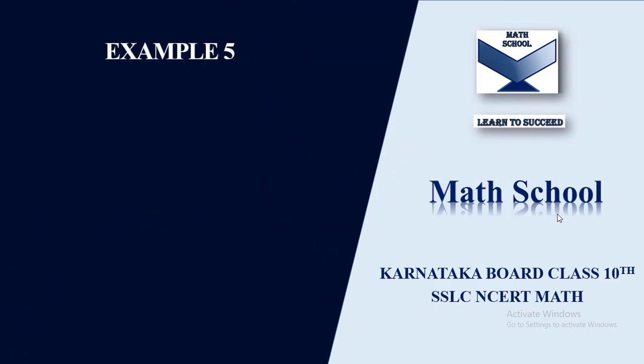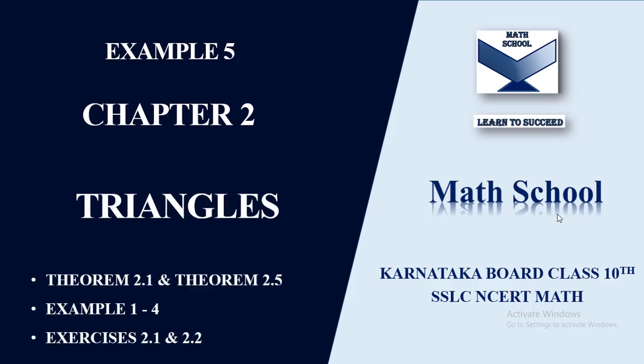In today's video, let us solve the example number 5 from chapter 2 triangles. In my previous videos, I have completed the theorem 2.1 to 2.5. Also, we have solved the example 1 to 4 and exercises 2.1 and 2.2.